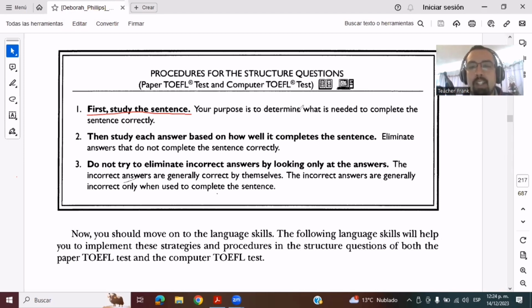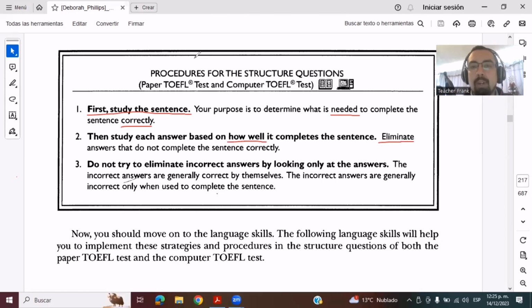So your purpose is to determine what is needed to complete the sentence correctly, right? Then study each answer based on how well it completes the sentence. Eliminate answers that are definitely wrong. And number 3, do not try to eliminate incorrect answers by looking at the answers alone. You need to put the answers in the sentence, right? The incorrect answers are generally correct by themselves. They are generally incorrect only when used to complete the sentence. So check them with the sentence, right?